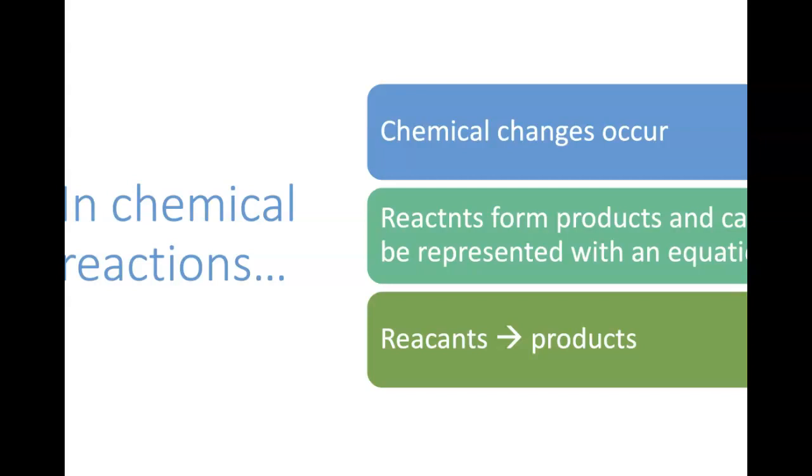And you all have been working for a few weeks now on identifying chemical changes compared to physical changes. And what happens is we take these things that we start with, we call them reactants, and they form products. And we represent this with an equation. So an equation is just our chemical shorthand way of writing them. And you're looking at those in the lab this week. Reactants form products. And we write that with an arrow like that. We can say reactants form products or reactants yield products.